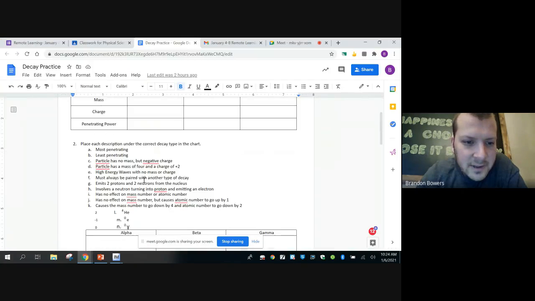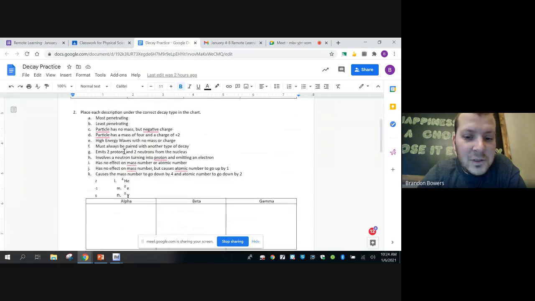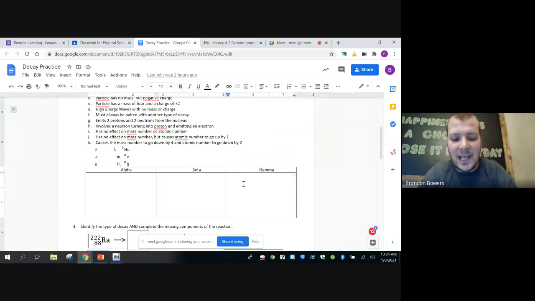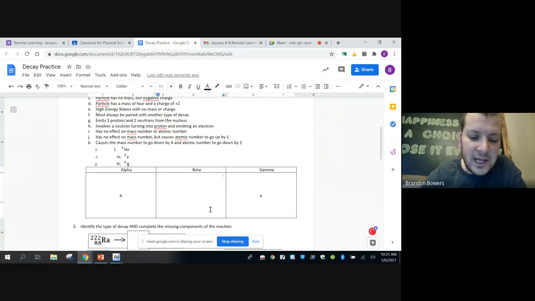Then after this, you're going to organize them based on which one's the most penetrating. So A, the most penetrating is gamma, so you can just put A right there. B, which one's the least penetrating? Well, that's alpha. C, particle that has no mass but a negative charge. Hopefully you got that's beta. So you're just going to fill in these.